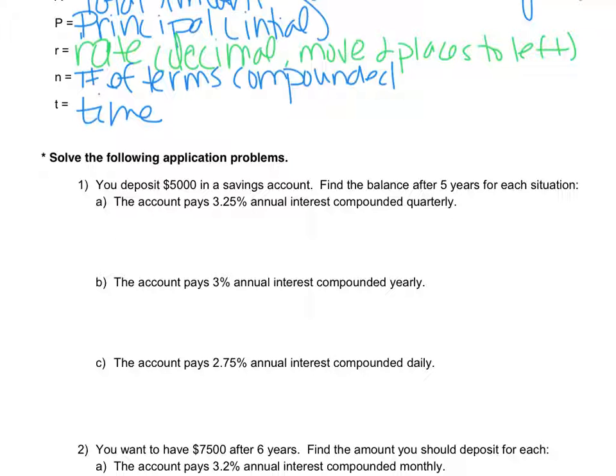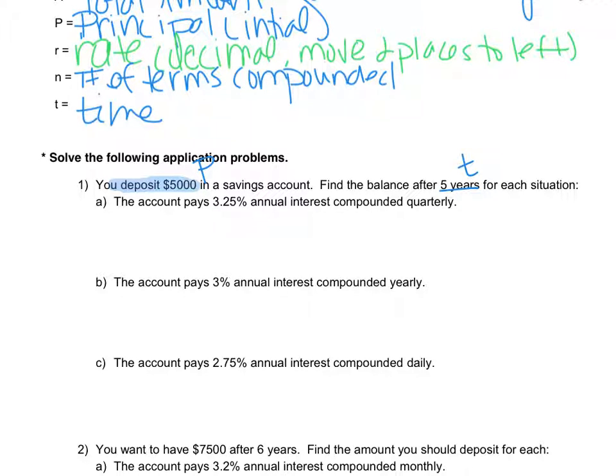The first example says you deposit $5,000 into a savings account. So here's that key word of deposit. Deposit means that's the initial amount, so I'm going to label that with a P. Find the balance after 5 years. So 5 years is our T. The account pays 3.25% compounded quarterly.